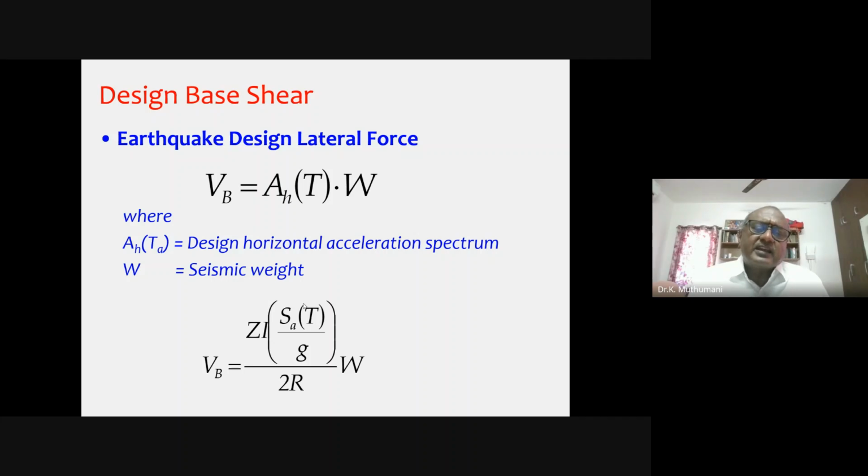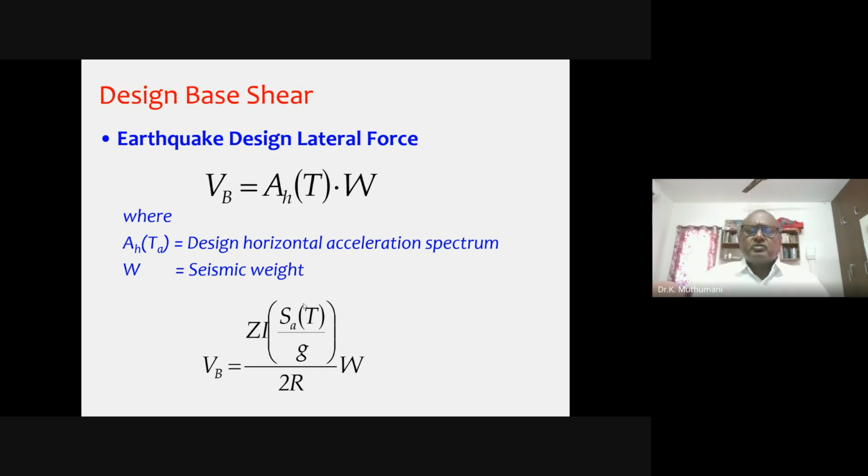SA by G is the amplification factor that we get for the g value depending upon your structure. Suppose your structure is 5-story, you get some number. If your structure is 10-story, it all depends on the period of the structure. That is SA by G, which is given in the Indian code. There is another parameter called R, the response reduction factor, which is also given in the code, something like 3 and 5.